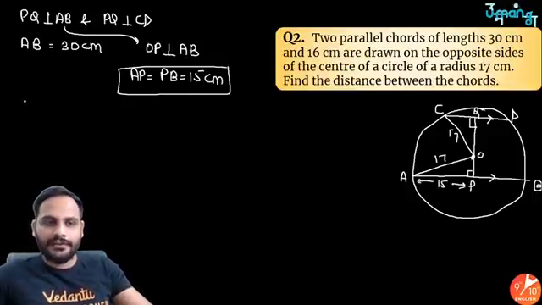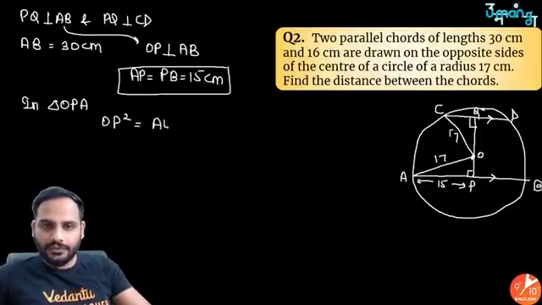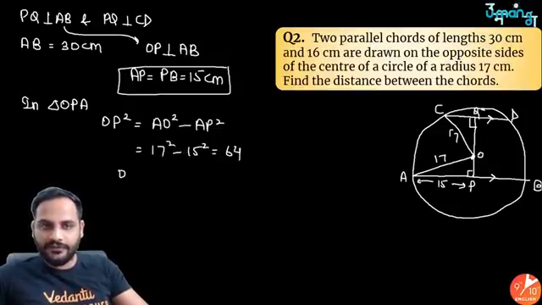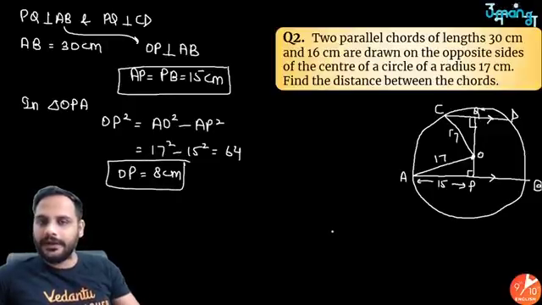Use Pythagoras theorem. In triangle OPA, hypotenuse is AO, so AO square is OP square plus AP square. So OP square is AO square minus AP square. 17 square minus 15 square, that is 289 minus 225, will be 64. So OP will be 8 centimeters.